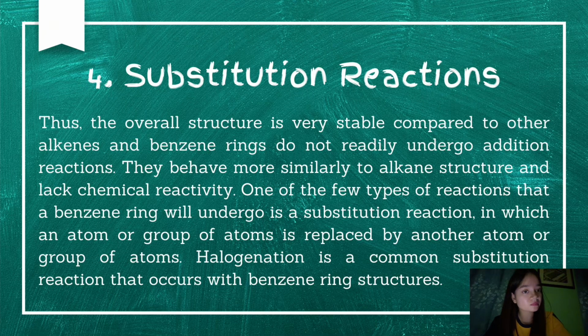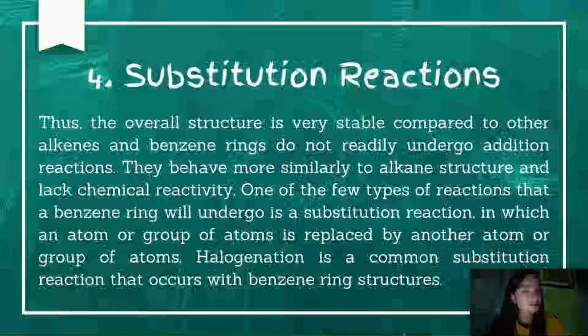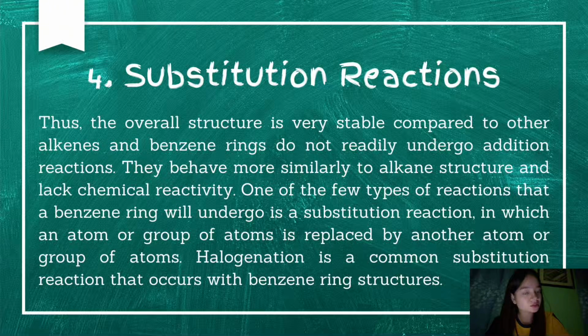One of the few types of reaction that a benzene ring will undergo is substitution reaction, in which an atom or group of atoms is replaced by another atom or group of atoms. Halogenation is a common substitution reaction that occurs with benzene ring structures. Benzene is very stable, so it does not easily react like other compounds. Instead of adding atoms, it swaps one atom for another in a substitution reaction.